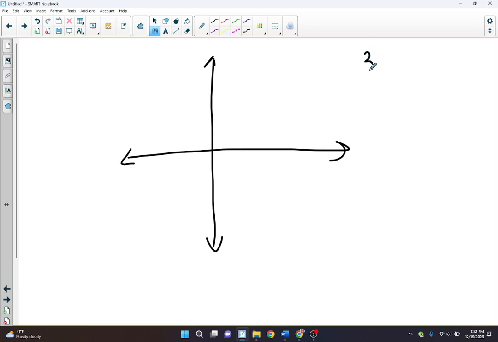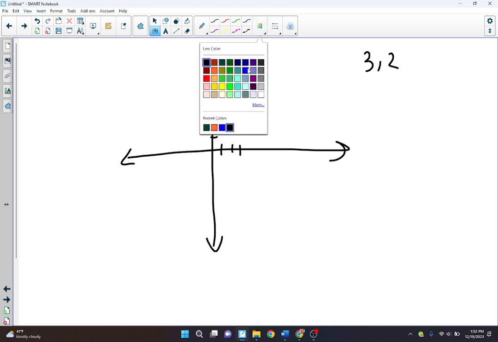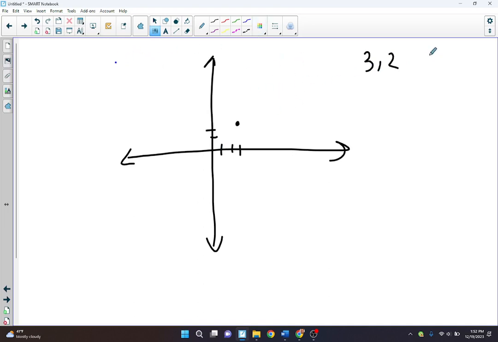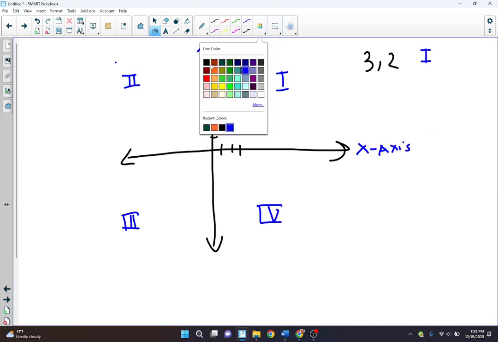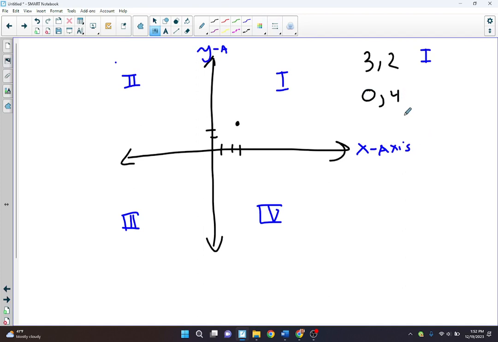So if I ask you, please graph 3, 2, make sure you know that's 3 to the right, 2 up. If I ask you to describe the point, in this case, this is in quadrant 1. Remember, it's quadrant 1, quadrant 2, quadrant 3, and quadrant 4. This is the y-axis, and this is the x-axis. And then if I said something like 0, 4, which would be 1, 2, 3, 4 up here, then if I ask you to describe that, that's going to be in the y-axis, okay?